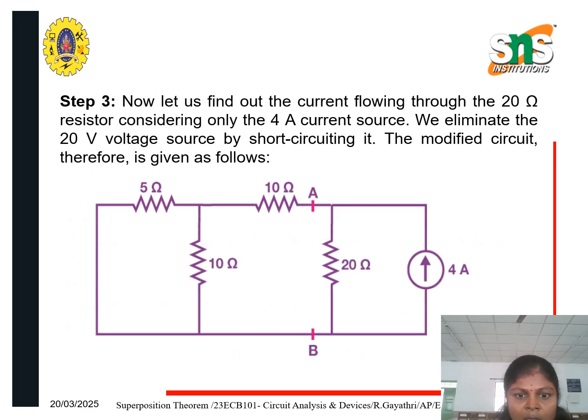Then step 3. Now let us find out the current flowing through the 20 ohm resistor considering only the 4 ampere current source. We eliminate the 20 volt voltage source by short circuiting it. Then the modified circuit is shown in the figure: 5 ohm, 10 ohm, 10 ohm and 20 ohm, with the 4 ampere current source connected.